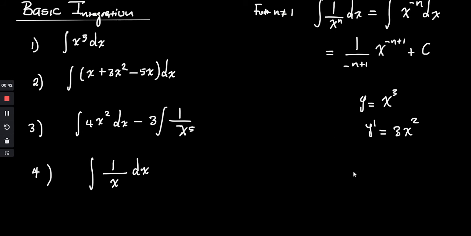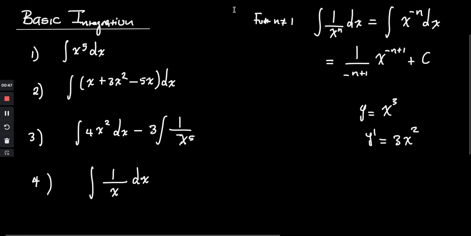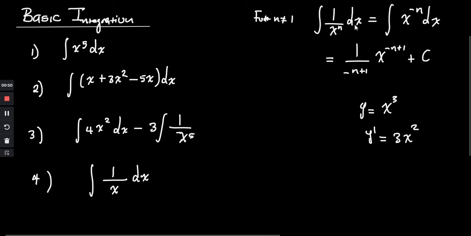Then what we have with integration is the formula above. We have the integral of x to the n dx, and what we do is we add 1 and then we divide by the new exponent. Remember, when you differentiate, you multiply by the exponent and then subtract 1. With integration, you add 1.